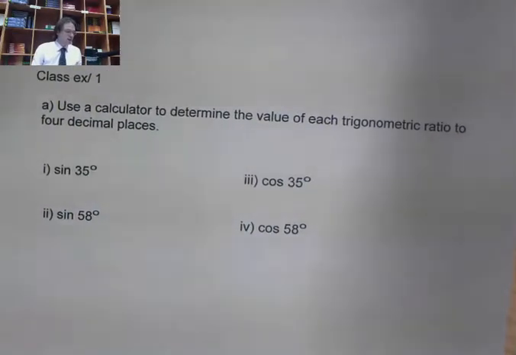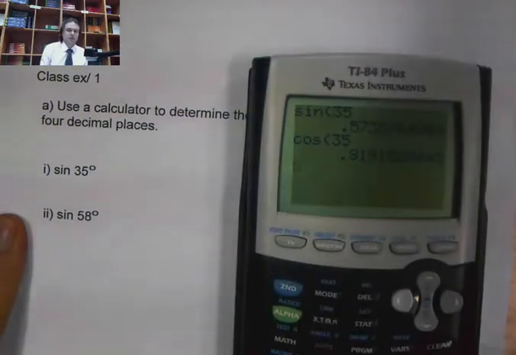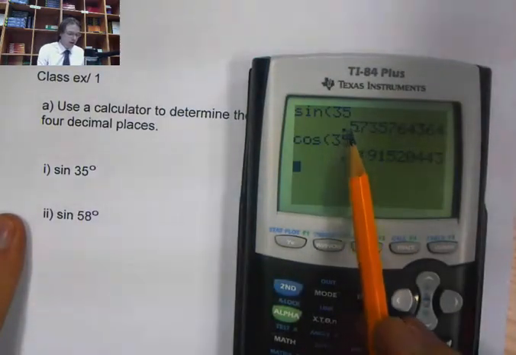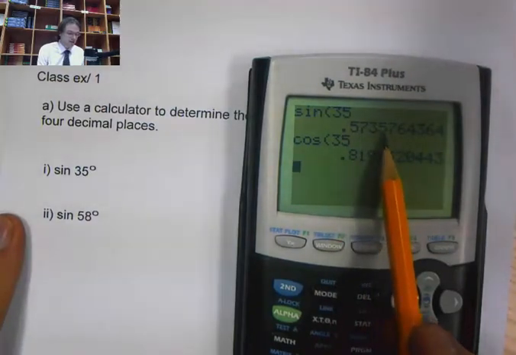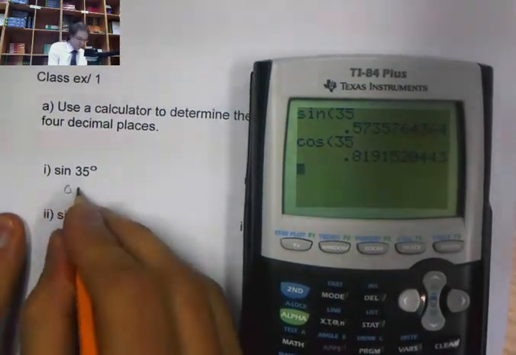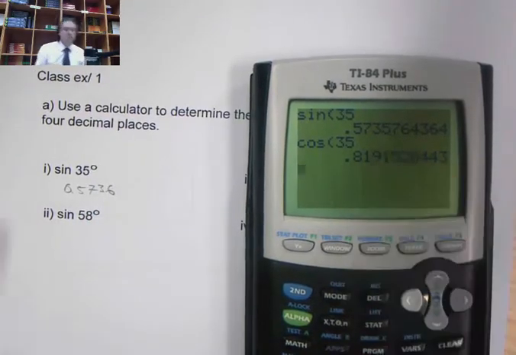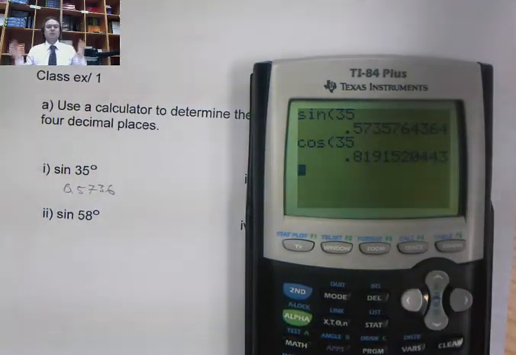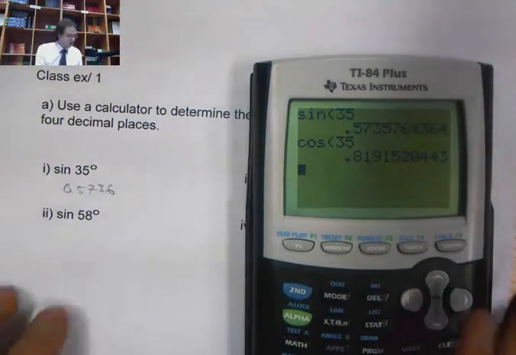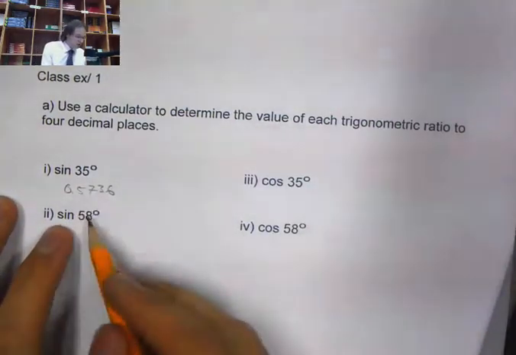So let's try my next question. First example here. Use a calculator to determine each value to 4 decimal places. Well, I already did sine 35. That is equal to 0.5736. Now I have to round this because 0 to 4, leave as before, 5 to 9, move up the line.